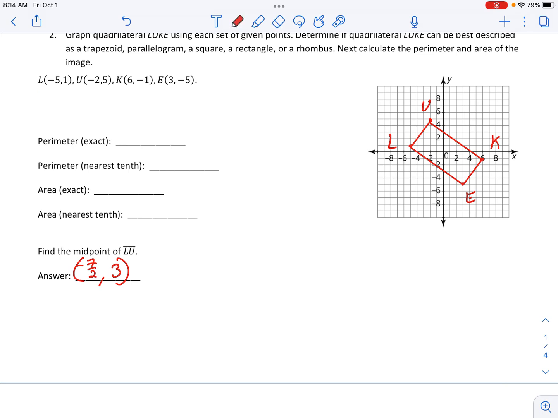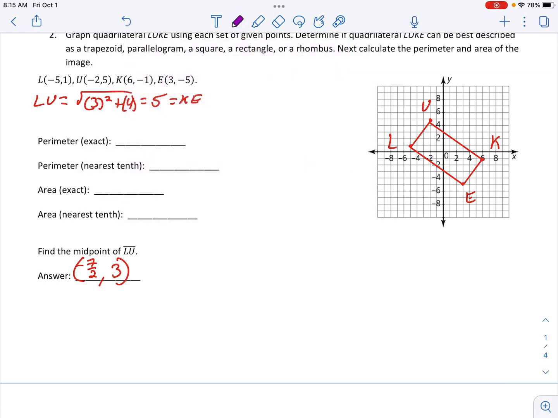I'll show you one more time how we're calculating that. Change in the x's squared. So for LU, I got a change of 3. And for the y's, change in the y squared, I get a change of 4. So that gives me a length of 5. Now I've done KE already. KE also turns out to be a length of 5.